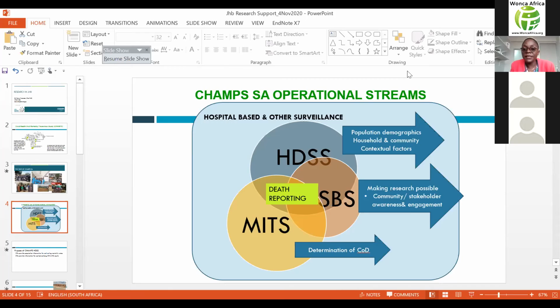The SBS team then links the research findings, the study findings, with the community. And by that, I mean they go and feed back results. They also have focus group discussions with the community in terms of making them understand causes of death and what can be done within the community context to help reduce mortality.